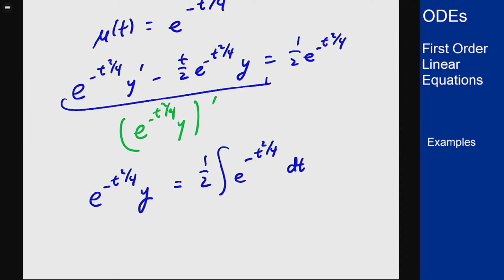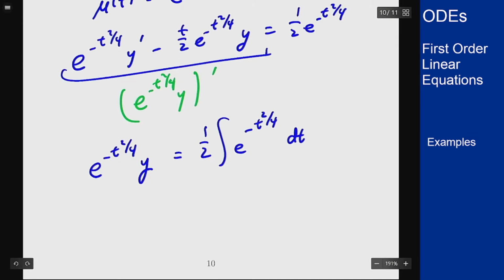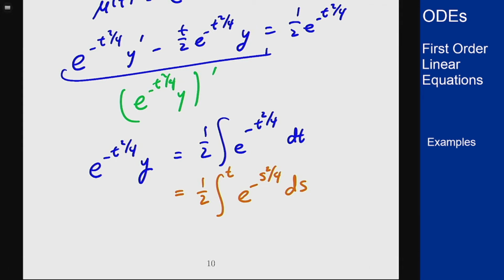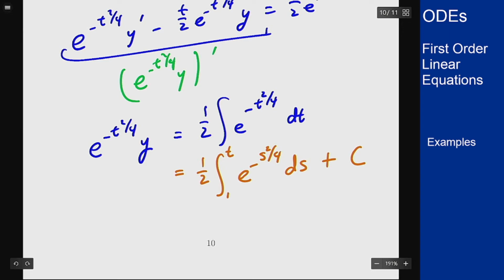One way we can make this look a little bit neater is in making this a definite integral instead of an indefinite integral. So what I'm going to do for that is rewrite this now as 1/2 integral of e to the minus s squared over 4 ds, using s as my extra variable here, and I want to put a t here as the upper bound of the integral. And I can pick whatever I want now for a lower bound, and to make my life easier, I'm going to pick the value where I have my t initial condition. And we'll see why in a moment. So I put a 1 down here.